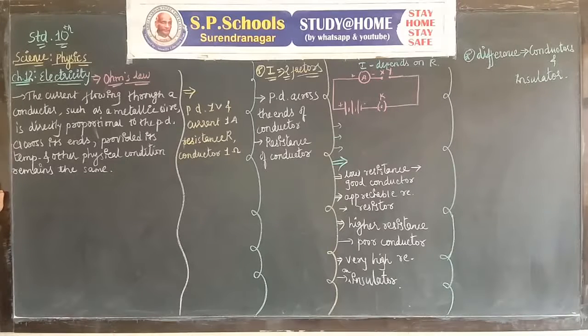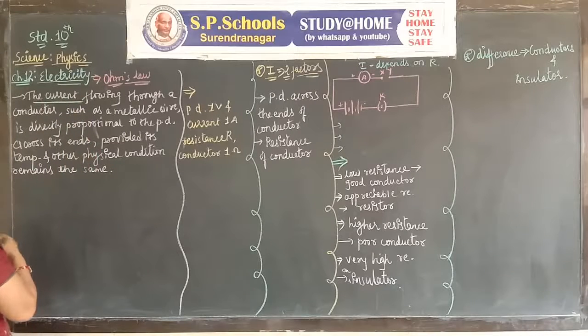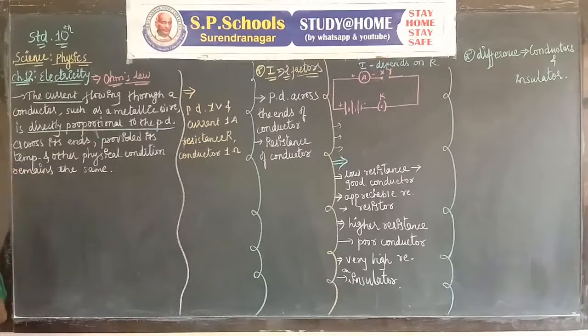The current flowing through a conductor such as a metallic wire is directly proportional to the potential difference across its ends, provided its temperature and other physical conditions remain the same. Here the most important thing is the current flowing through a conductor such as a metallic wire is directly proportional to the potential difference.